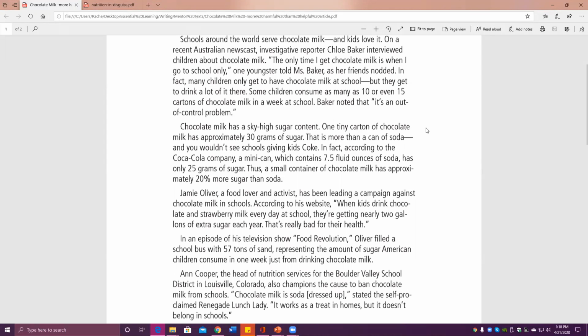One tiny carton of chocolate milk has approximately 30 grams of sugar. That is more than a can of soda, and you wouldn't see schools giving kids Coke. In fact, according to the Coca-Cola Company, a mini can, which contains 7.5 fluid ounces of soda, has only 25 grams of sugar. Thus, a small container of chocolate milk has approximately 20% more sugar than soda.